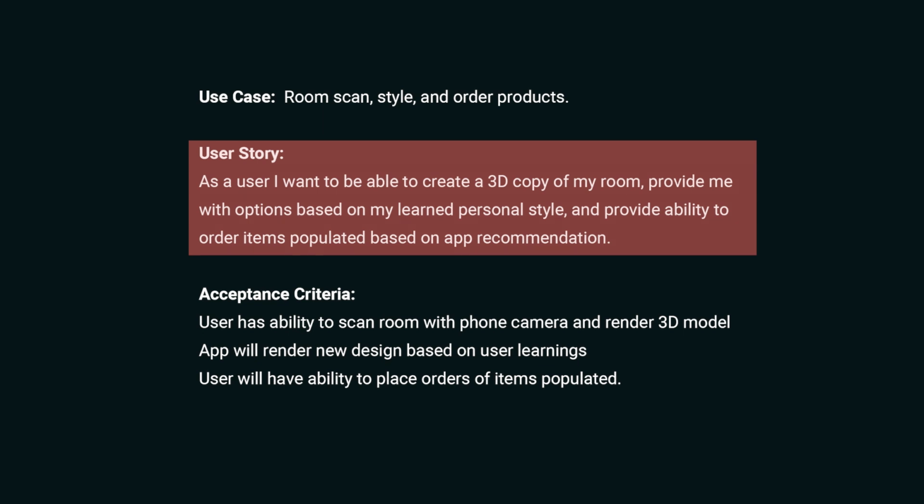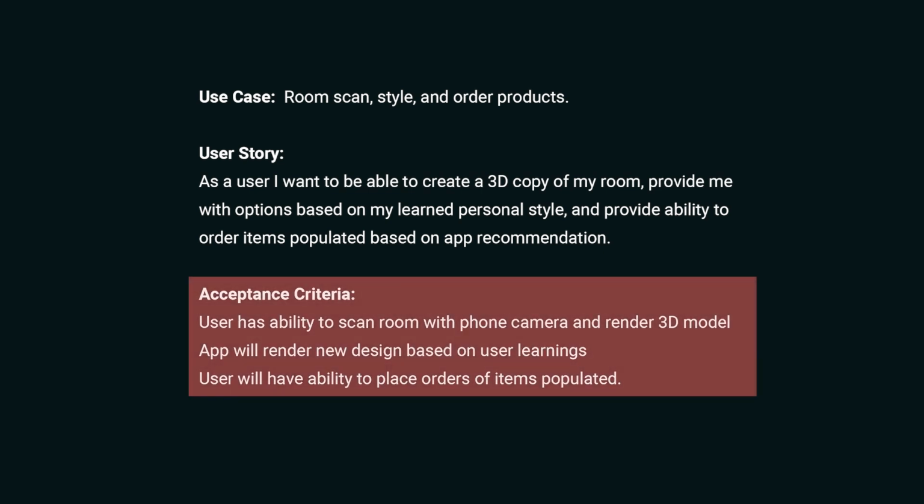The acceptance criteria is, user has ability to scan room with phone camera and render 3D model. App will render new design based on user learnings. User will have the ability to place orders of items populated. To mark this story as complete, we will need to meet the items logged within the acceptance criteria.